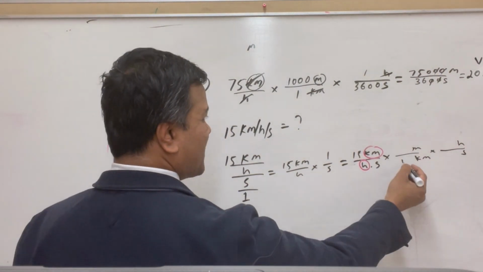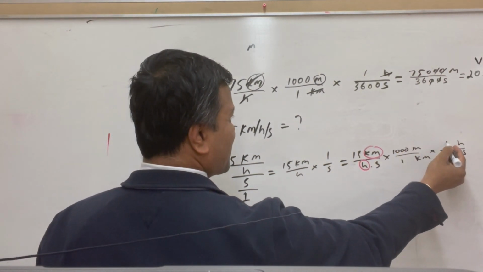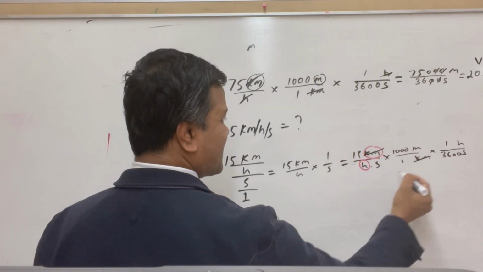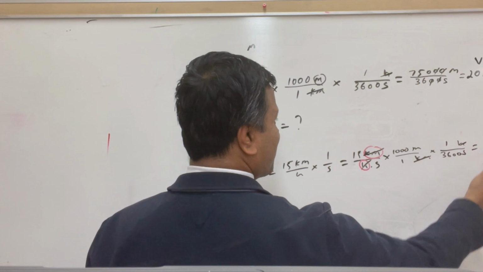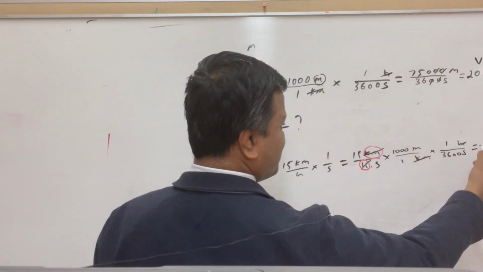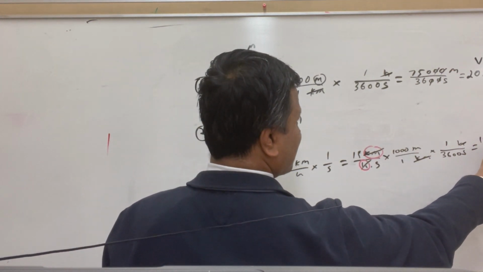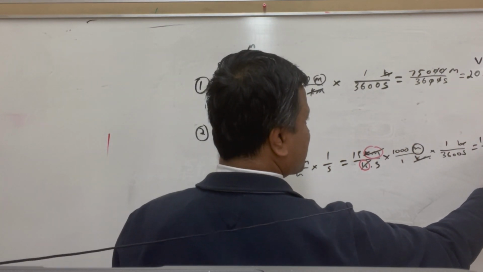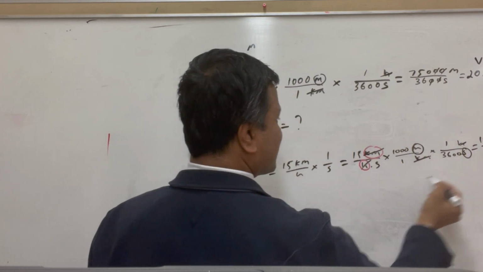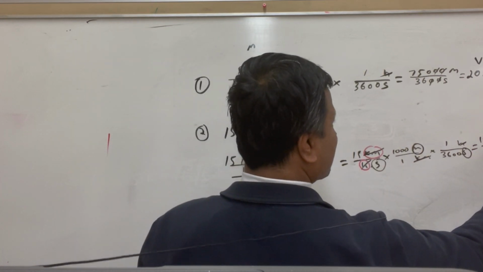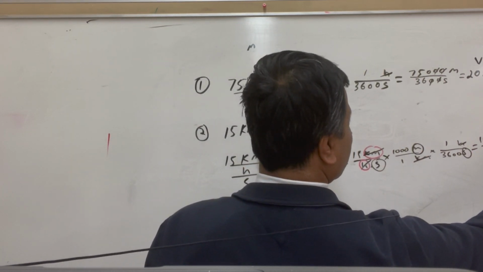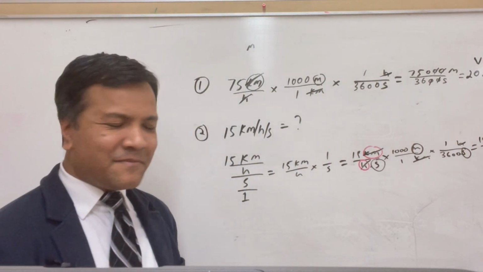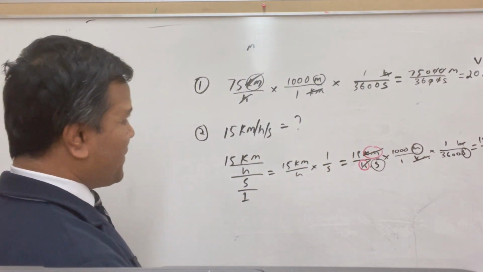So, 1 kilometer, 1000 meter, 1 hour, 3600 second. Kilometer cancel, hour cancel. What are you left with? 15,000 meter over 3600 second times second square, which is 4.2 meter per second square. All right, very nice. Good.